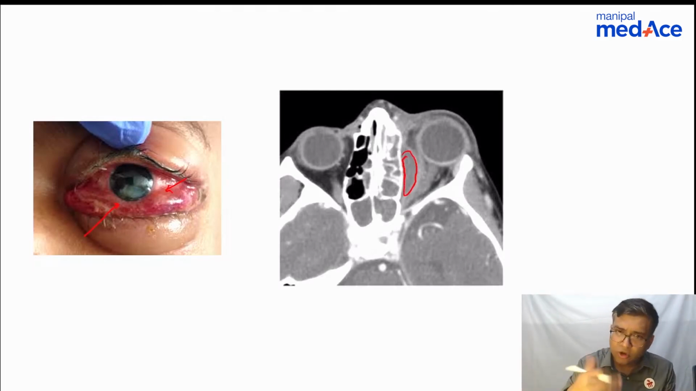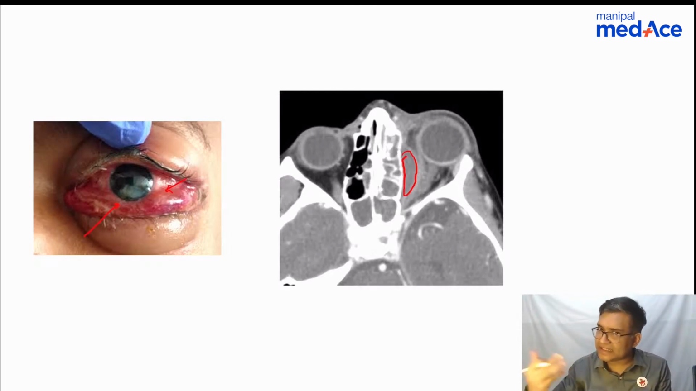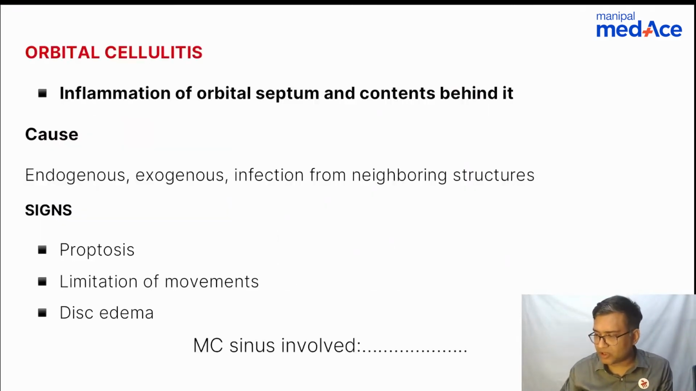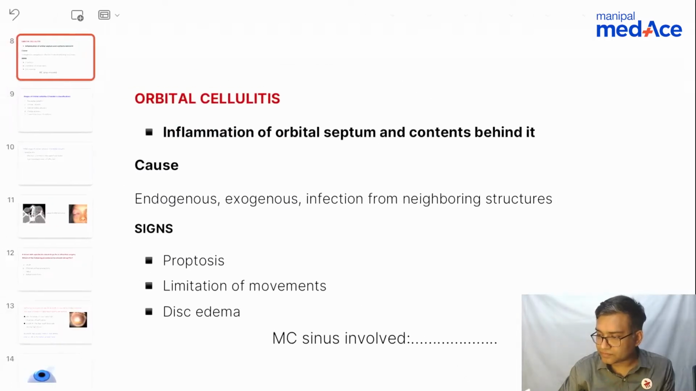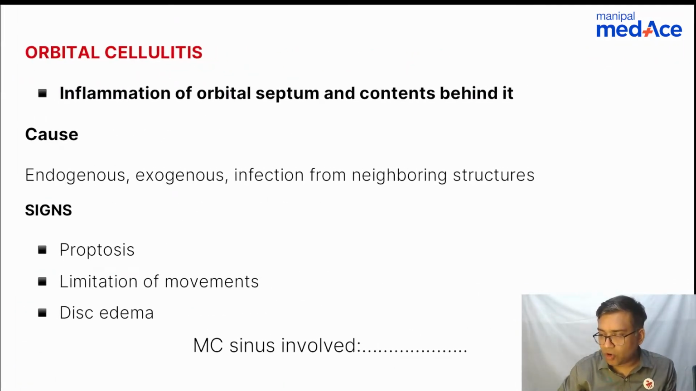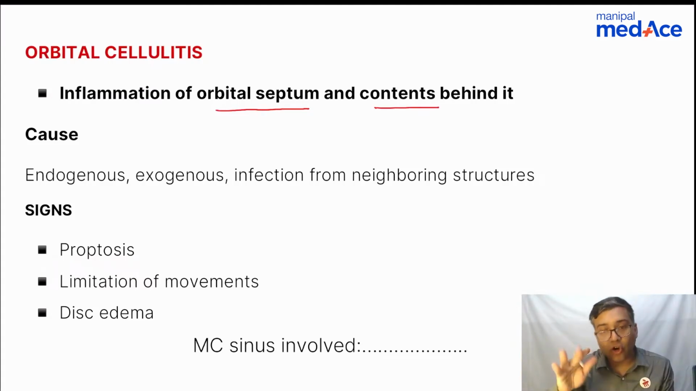So they ask a lot of questions on orbital cellulitis. Let us learn more about orbital cellulitis. So first of all, what is the definition of orbital cellulitis? It is basically the inflammation of the orbital septum and the contents which are behind the orbital septum.